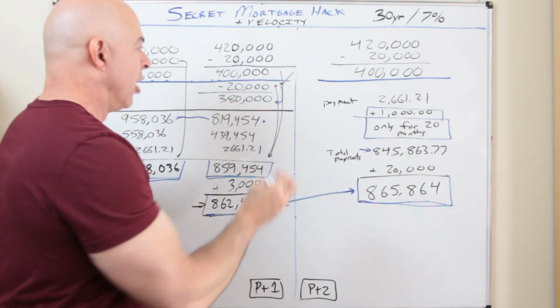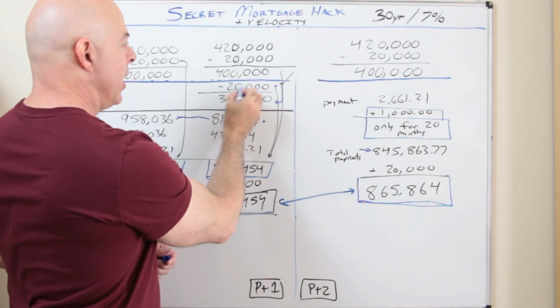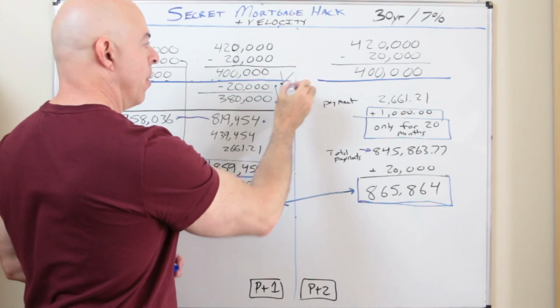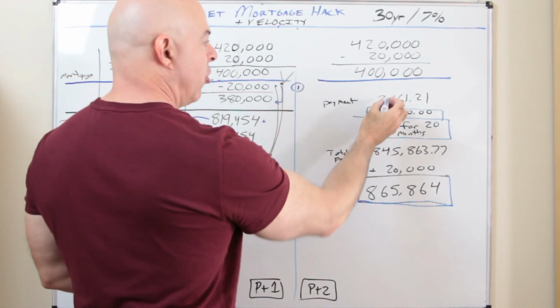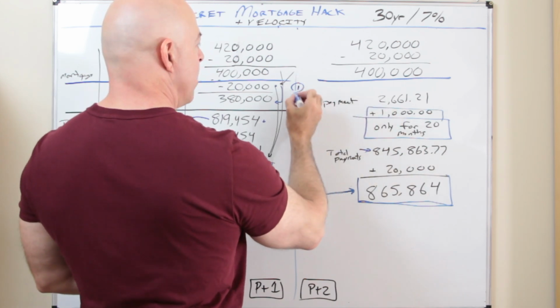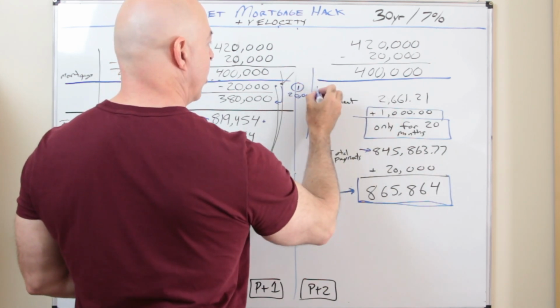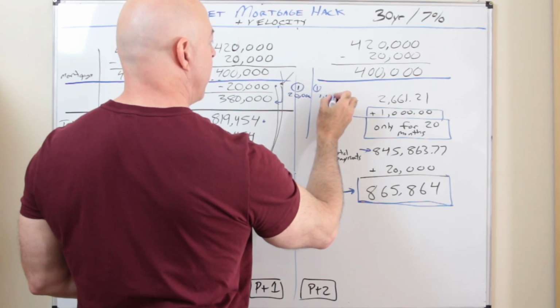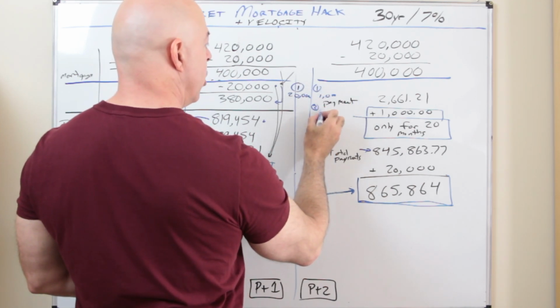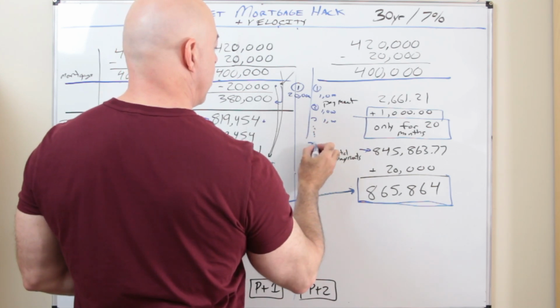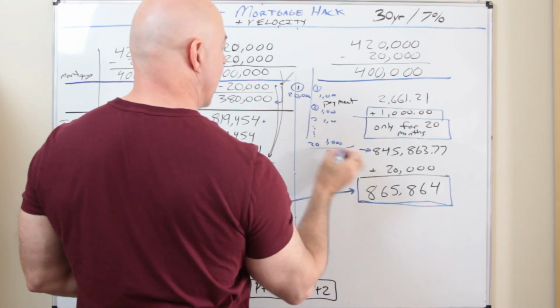Why? Because in this case, you put the $20,000 towards principal on the very first month. In this case, we added $1,000 a month, which means this one was $20,000 in month one. And in this example, it was only paid down $1,000 in month one. But then month two was another $1,000. Month three, another $1,000. All the way down to month 20, another $1,000, and then we stopped.